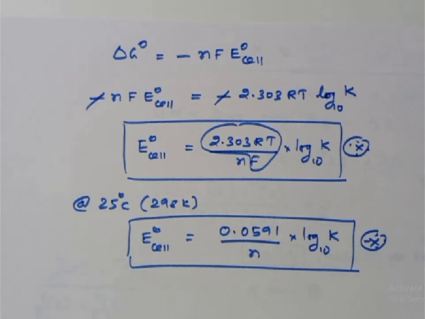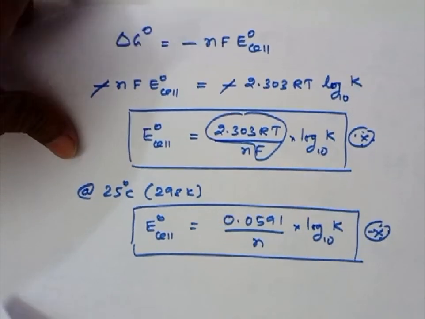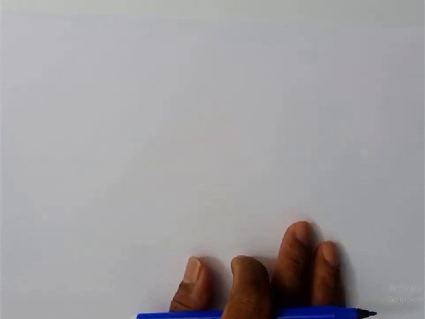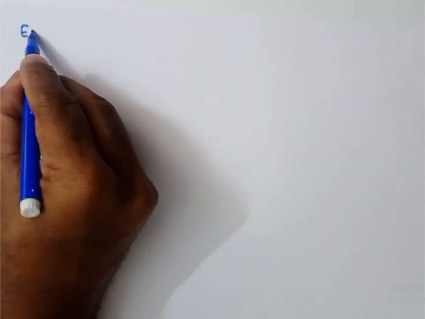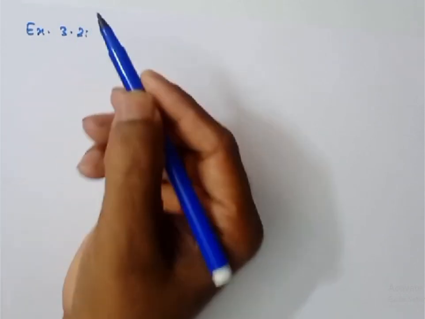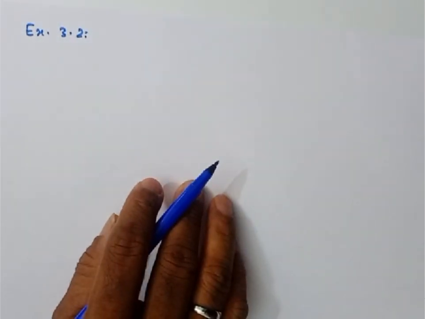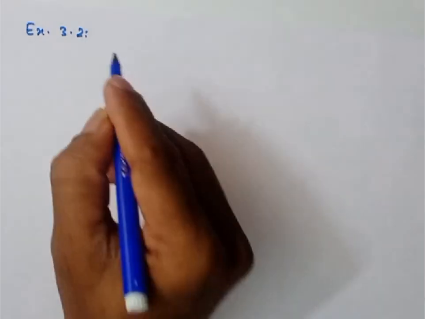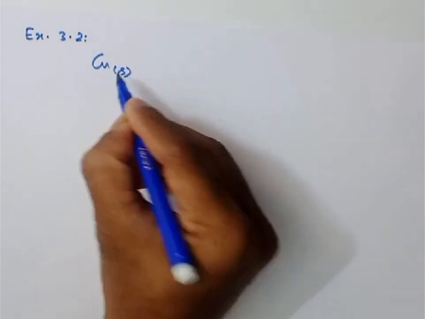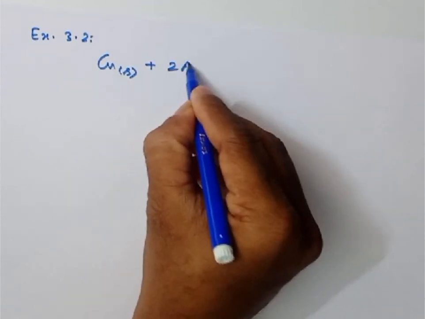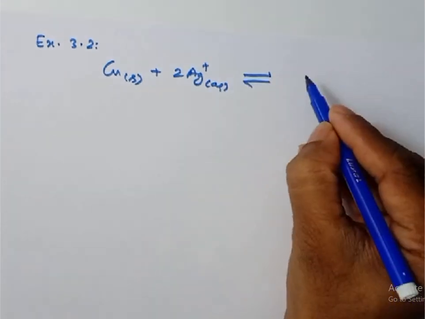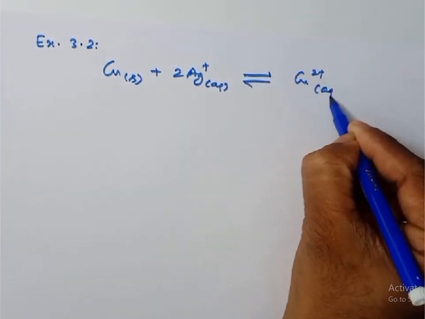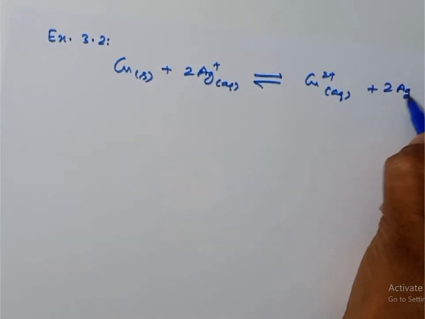Now we'll do a few problems making use of this concept. It's a question given in the book, example 3.2. The question is, calculate the equilibrium constant of the reaction. Copper solid reacts with 2 Ag plus aqueous giving copper 2 plus aqueous and 2 Ag solid.